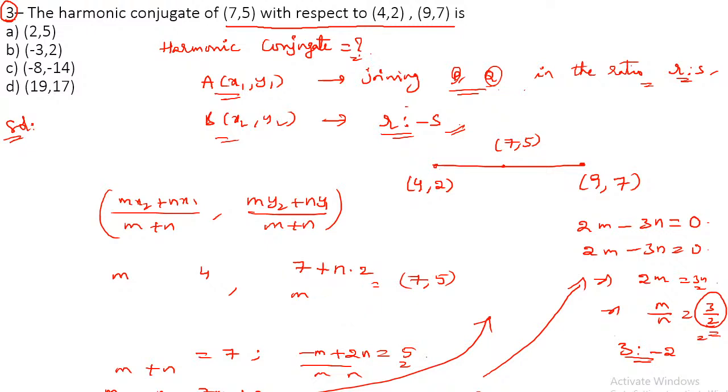So now we can find the coordinates of the harmonic conjugate of (7, 5) by using this. So let me rub this fast.